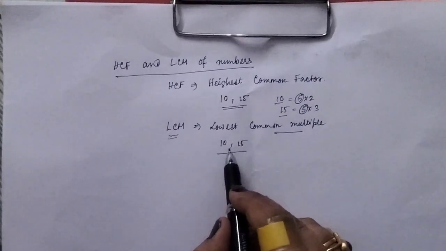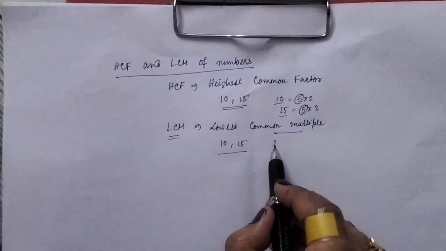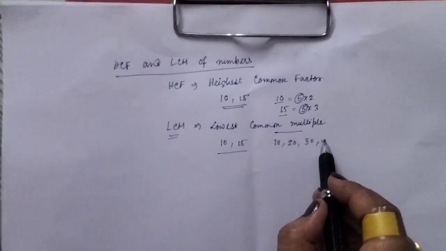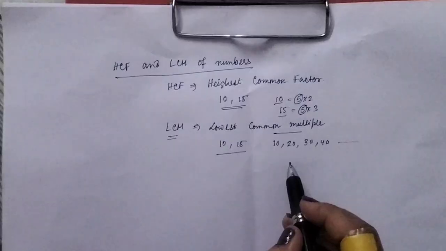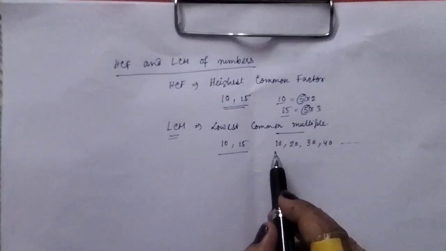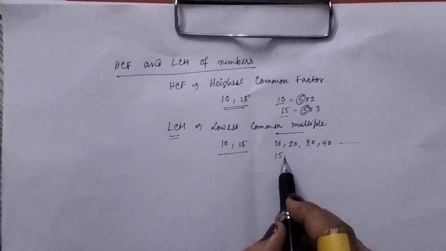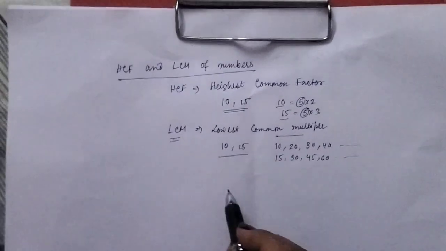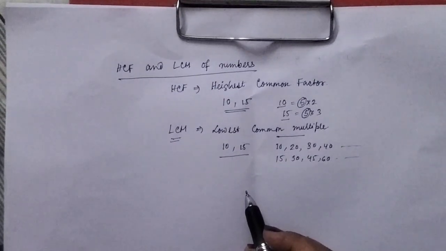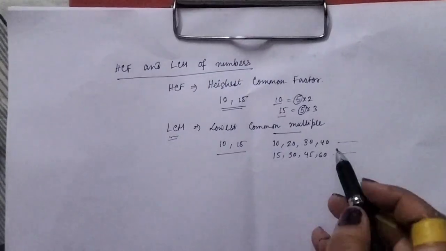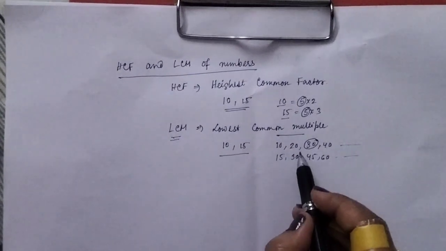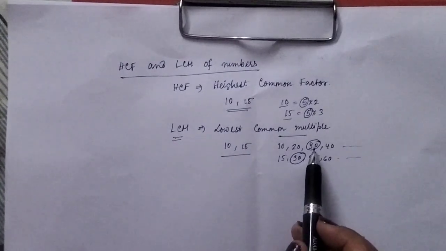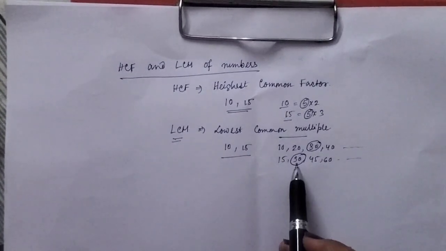Why? If you consider the multiples of 10, you will get 10, 20, 30, 40 and so on, infinite number of multiples. If you consider the multiples of 15, you will get 15, 30, 45, 60 and so on, infinite number of multiples. So out of all these multiples, you will get 30 is the lowest common one. Okay, that means the LCM of these two numbers is 30.